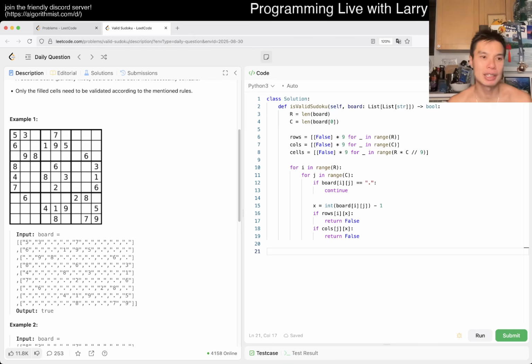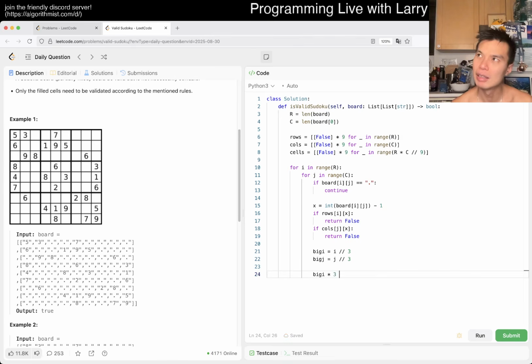Yeah, I mean, you could see the, how do I even say it? Like big row? Naming stuff is hard. I could do the math, but you call it like big row or something. Big, because now you have 3 rows of 3 instead. So maybe you could say big I is equal to I divided by 3, floor of that. Big J is equal to J divided by 3, right? And then now the actual cell is going to be big I times 3 plus big J, right?